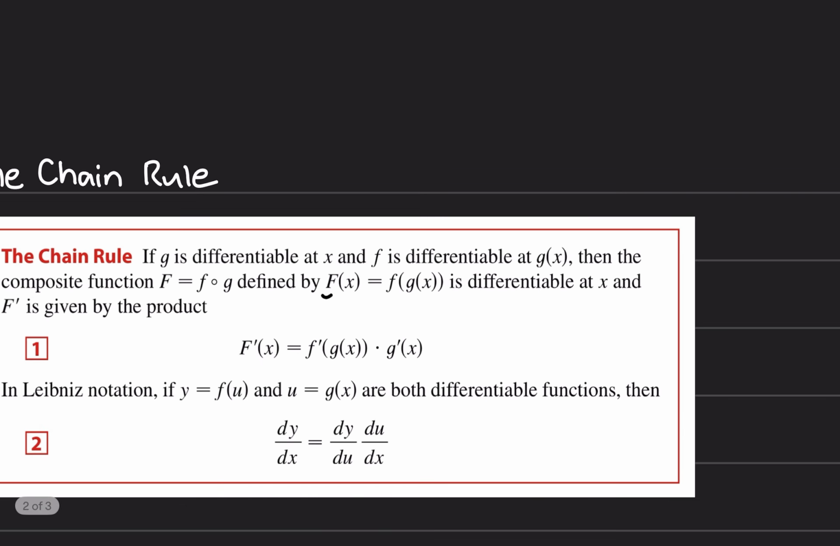It says big F of x is equal to little f of g of x, and F prime of x will thus be equal to f prime of g of x times g prime of x. Now, you can see this deals a lot with functions in other functions, and I'm going to give you a brief review of what that means.